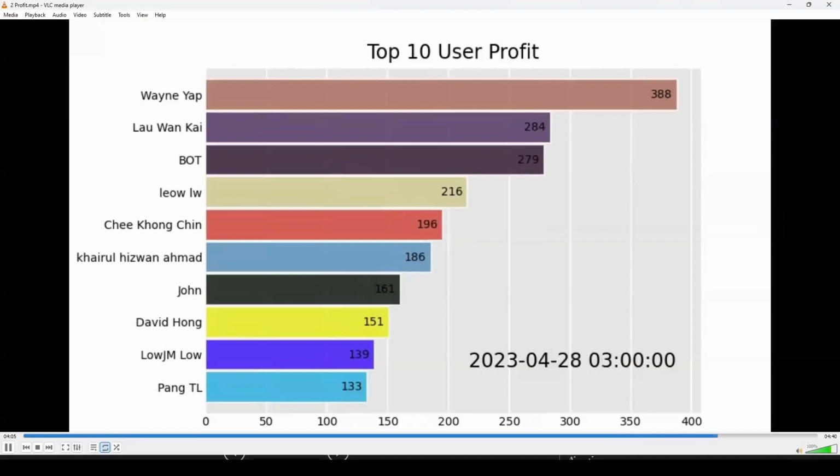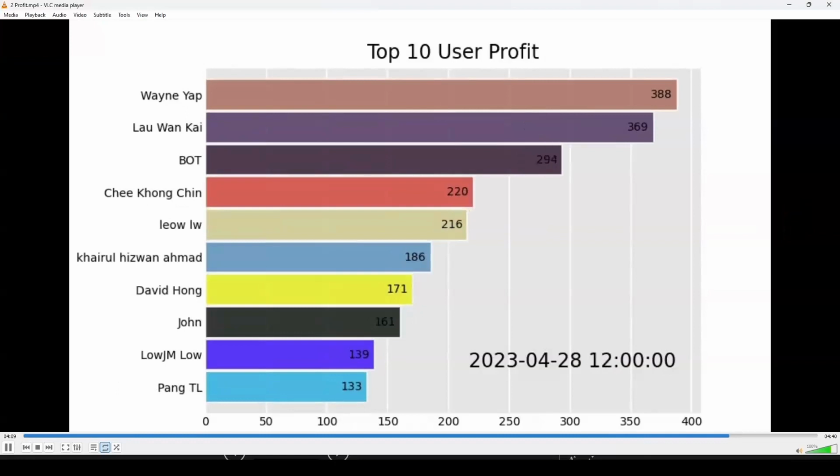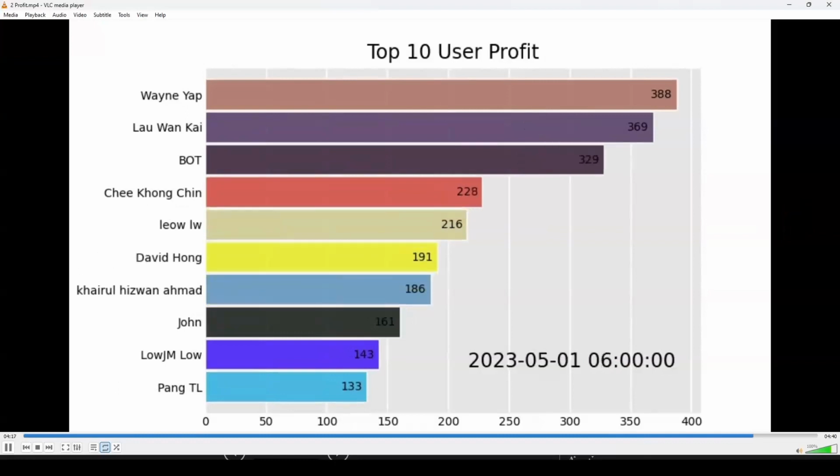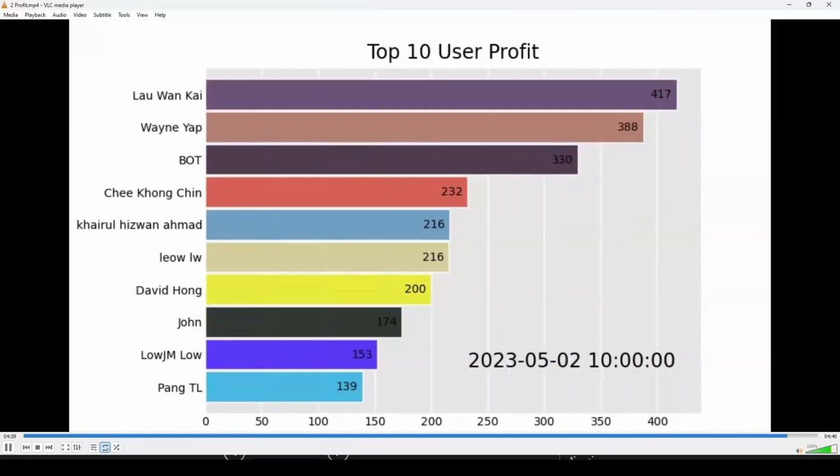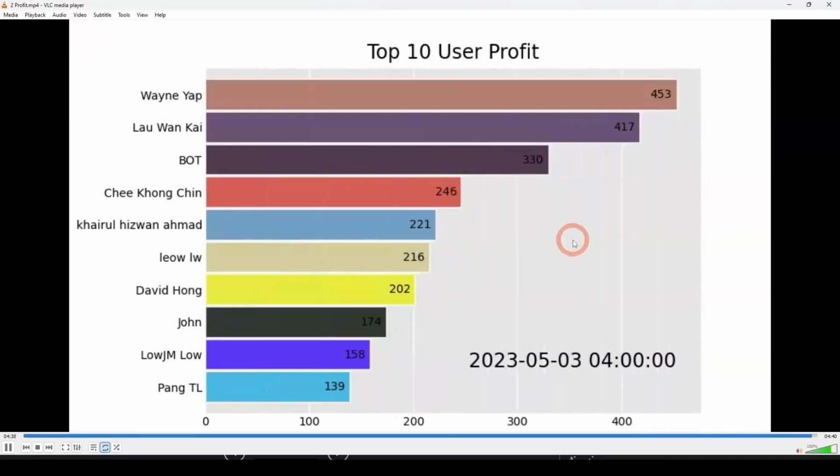Vin, Lau Wan Kai, Leo, top 3 traders. Chikyung, right, give a round of applause to all of the traders over here.